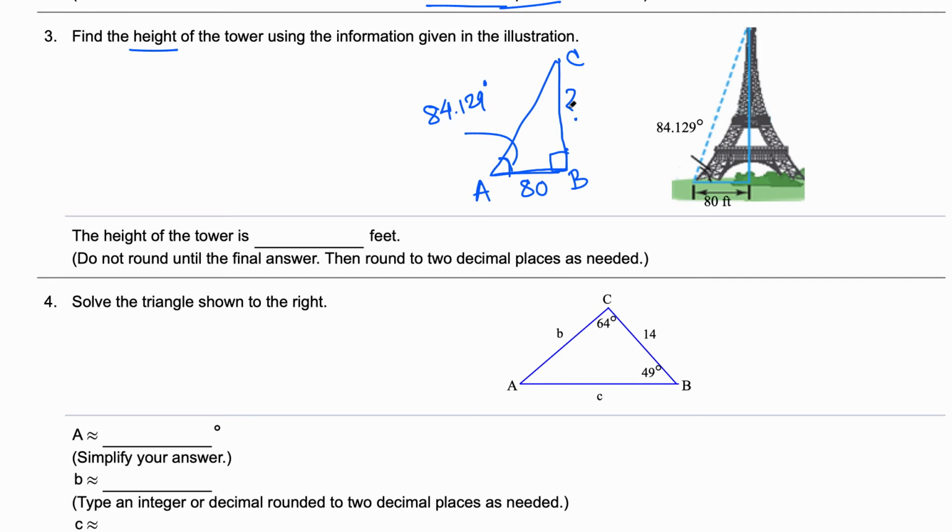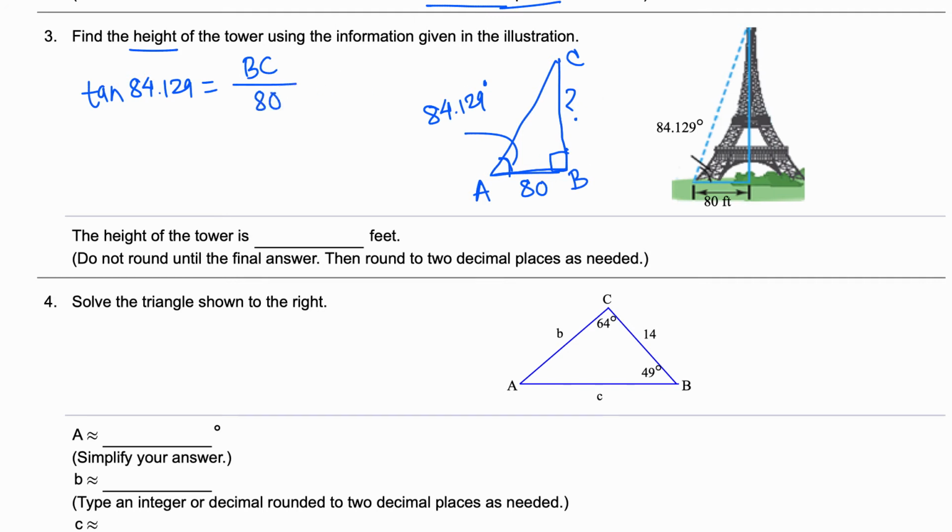This angle is tangent. So opposite over adjacent, that's tangent. You need to make sure which trig function you need to use depending on the given and unknown. Given adjacent, unknown opposite, so this is tangent. So tangent of the base angle 84.129 is opposite over adjacent. This height BC over this length 80.